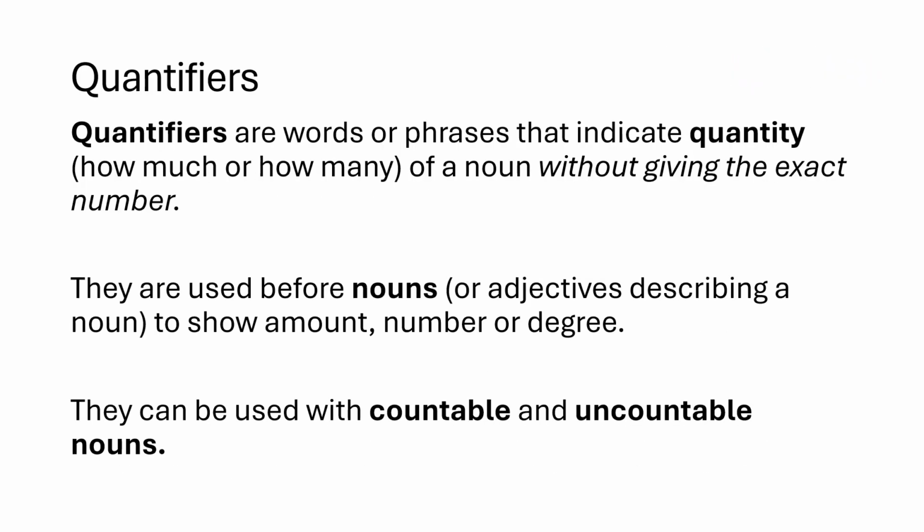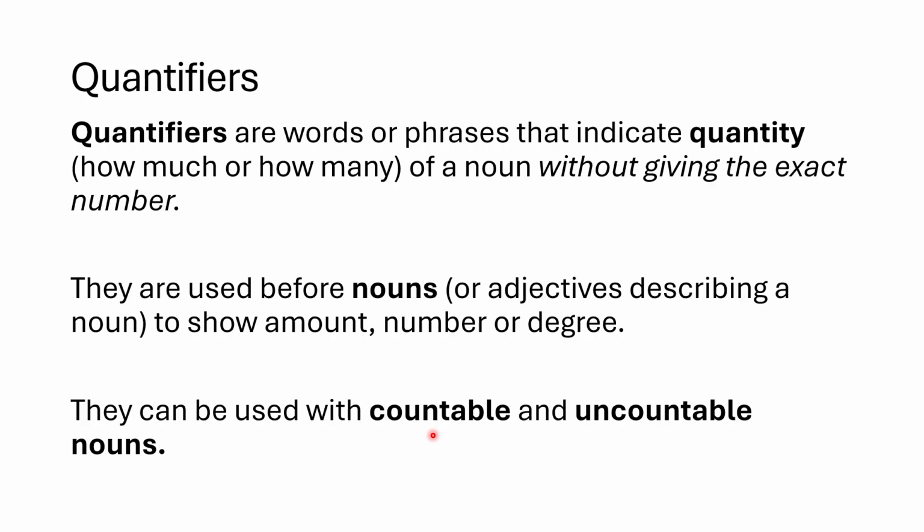Quantifiers are words or phrases that indicate quantity, how much or how many of a noun without giving the exact number. They are used before nouns or adjectives describing a noun to show amount, number, or degree. They can be used with countable and uncountable nouns.